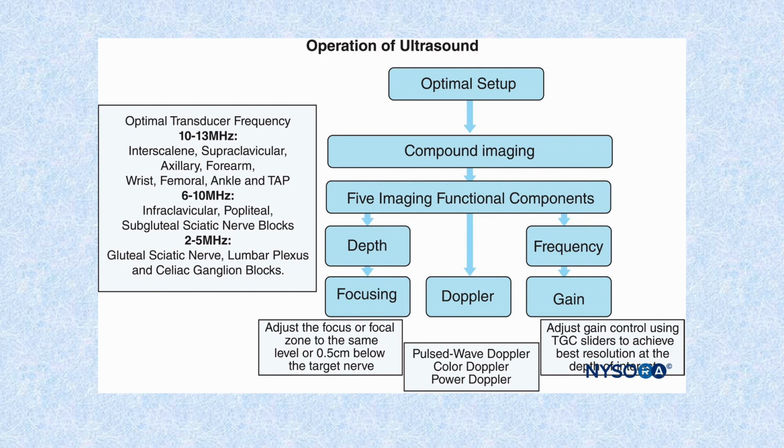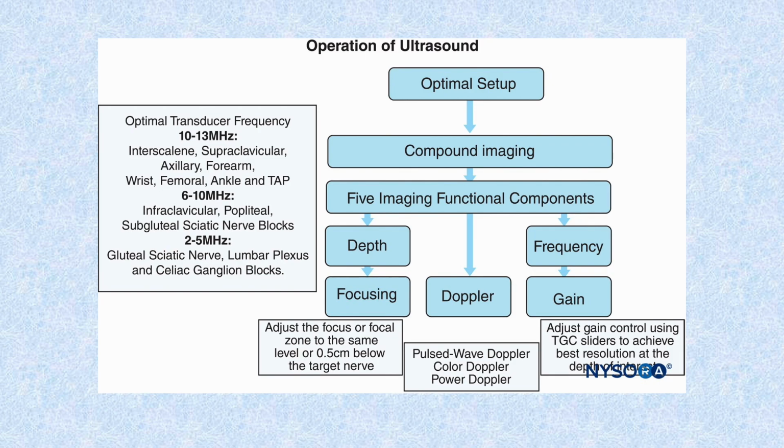Then there are 5 functional components you need to understand how to use when you try to optimize your image. First is to get the adequate depth of your view. If your structure is very superficial, you don't select a very high depth. Then the frequency is determined by your probe. If you select the appropriate probe, you'll get the appropriate frequency.